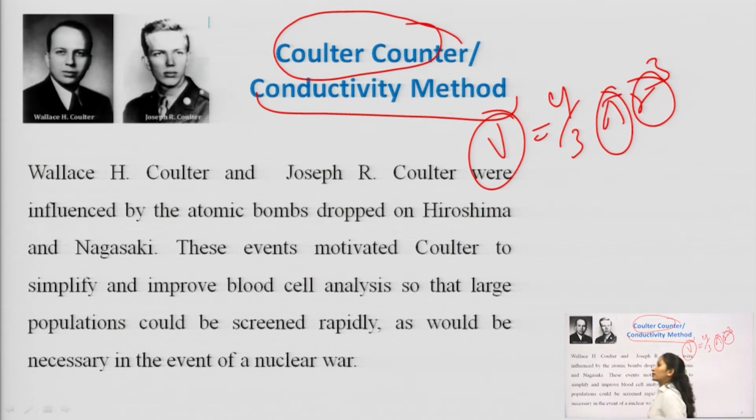तो उस method को replace करने के लिए, उस method से fast method के लिए, Coulter and his brother invented an apparatus that is known as the Coulter counter or conductivity method. Basically, that instrument was invented for the analysis of RBC, and since this method can't recognize whether the cell is living or non-living, you can also use this for the determination of powder particle size analysis.